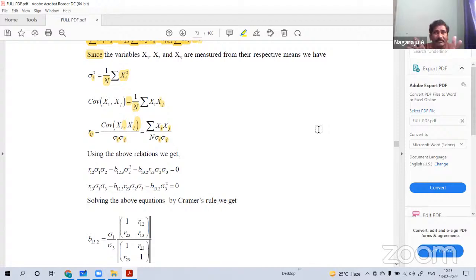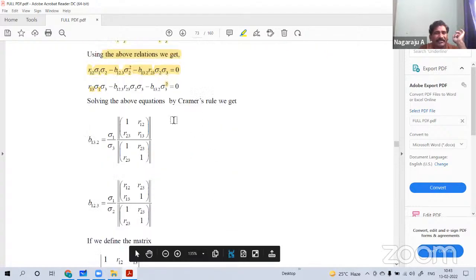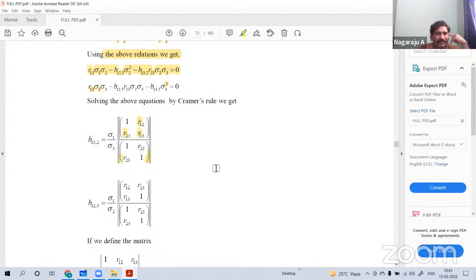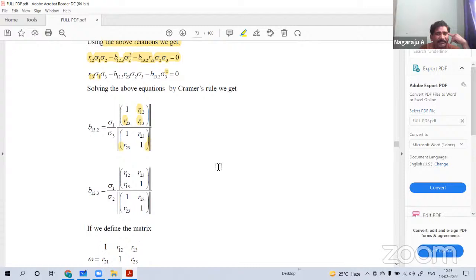Covariance is divided by sigma x standard deviation. First data standard deviation I will calculate, second data standard deviation I will calculate, and the total number of elements n. So it is called the regression coefficients, I can get. Using the relationships, I can get this relationship. So if I apply Cramer's rule here, each one of the coefficients we can calculate in this way also. Sigma 1 by sigma 3. When we multiply this one, it is R1 to sigma 1.